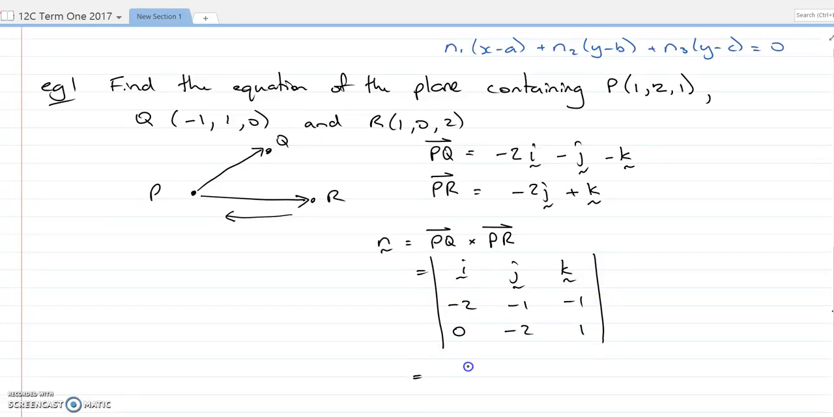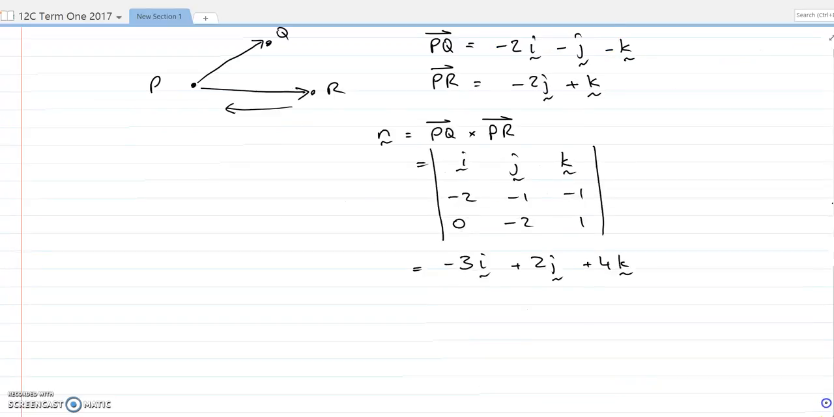So it equals i times -1 minus 2. So that is minus 3i. Okay, j. It's a minus j times a minus 2. So that is, I believe, a plus 2j. Now it's k times 4. Okay, so that's my normal.